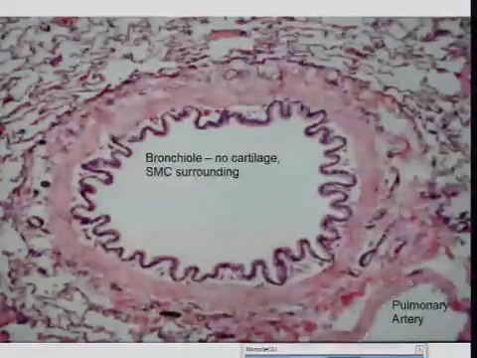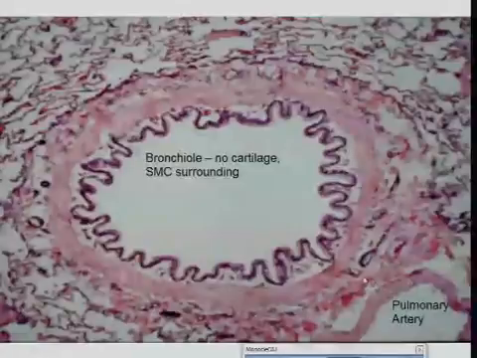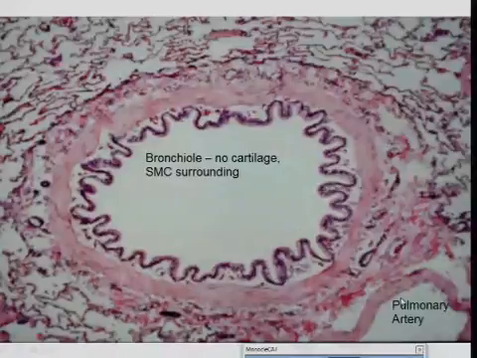Here's just a pulmonary artery. Once again, you can see the close proximity of the airway with the blood vasculature. Very important. We're going to talk about that. But these are large vessels, so this is not where our gas exchange occurs.